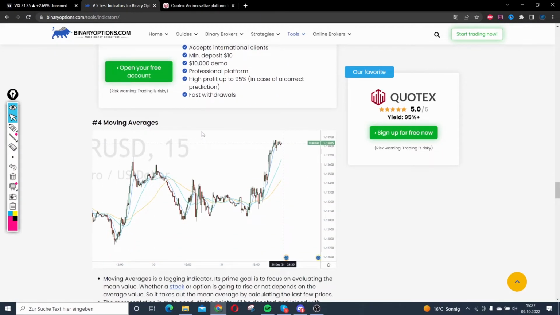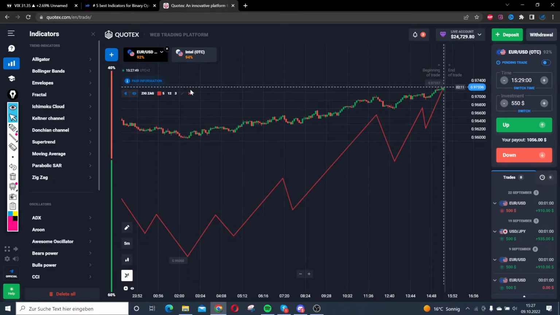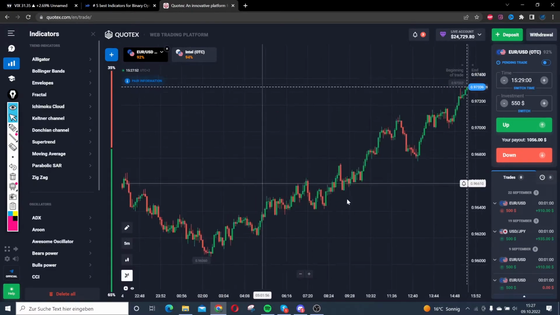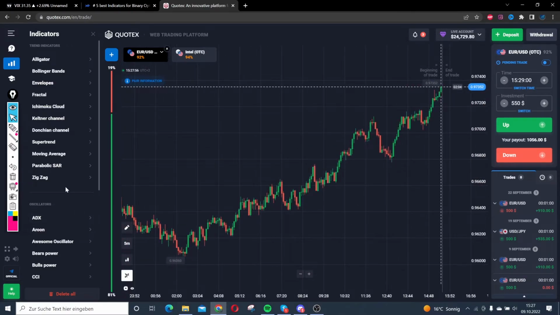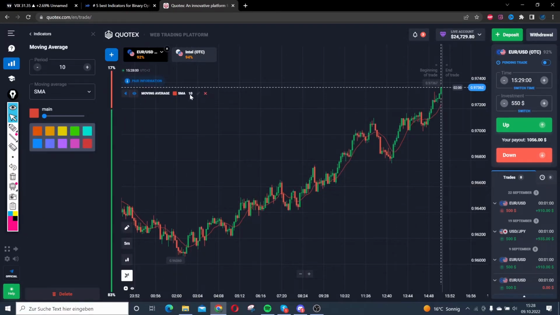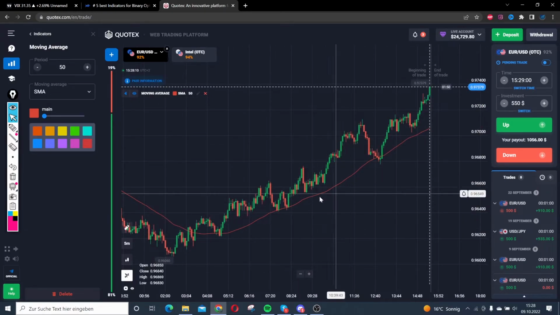The next one, moving average. This is a multifunctional indicator. I also showed you the moving averages in the first minutes of this video. Simple indicator, you add them to the chart, and you can add multiple moving averages. For example, I'm using 50 period, and now I'm seeing the average price of 50 candles.